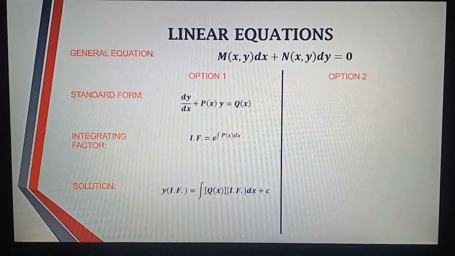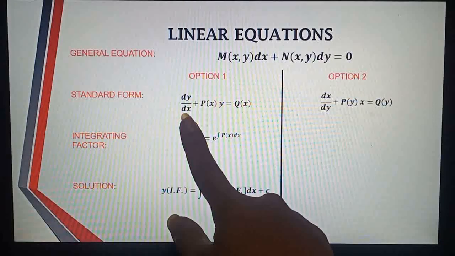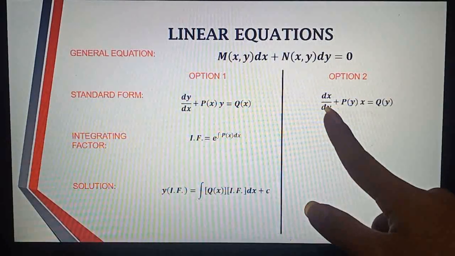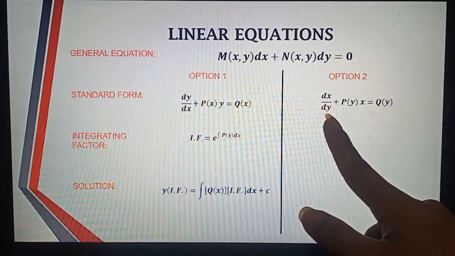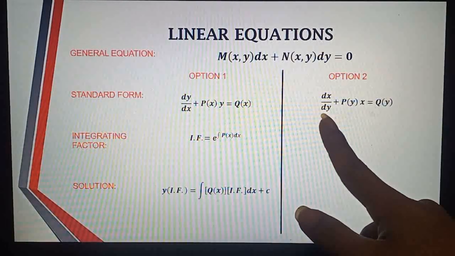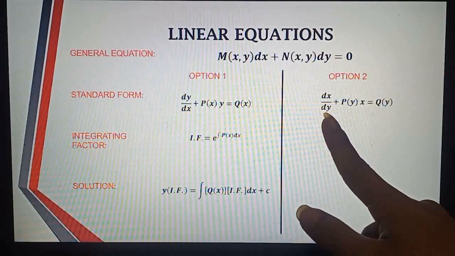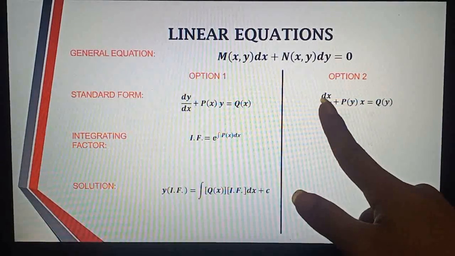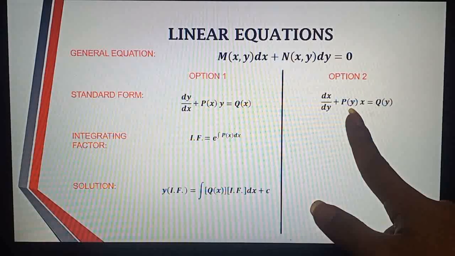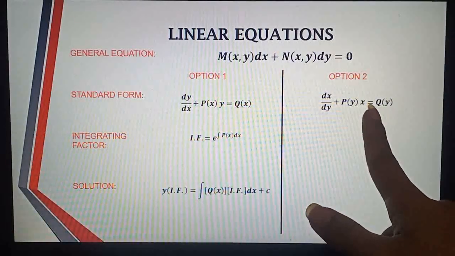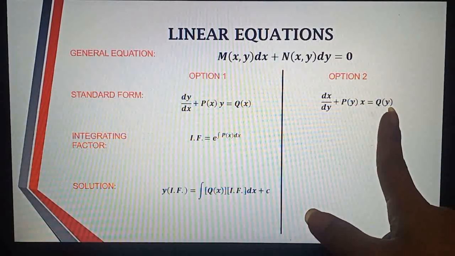Now, your second option is, kapag hindi siya pwede ng dy over dx, there will be a time na magkakaroon ka ng dx over dy naman. Now, kapag yung format mo is in terms of dx over dy, mababaliktad ngayon yung x and y. Now, dx over dy, dapat magkaroon ka ng multiplier na x, tapos ang kasama niya is a function of y, which is P of y. Then, equated ngayon siya sa Q of y, which is also a function of y.